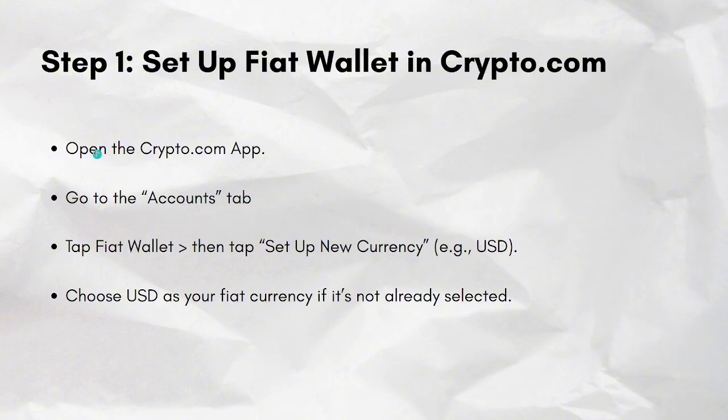So you just have to open the Crypto.com application on your mobile, then go to the accounts tab, usually at the bottom. Then you just have to tap on fiat wallet, then tap on set up new currency. It depends on you, but for this example, we're going to be using USD. So you just have to choose USD as your fiat currency if it's not already selected.